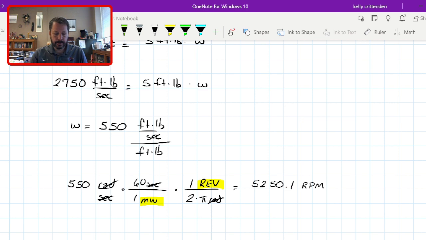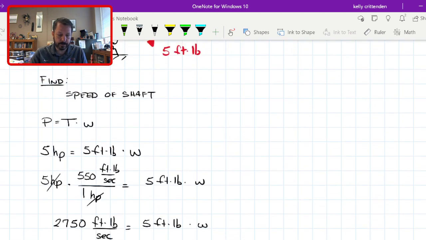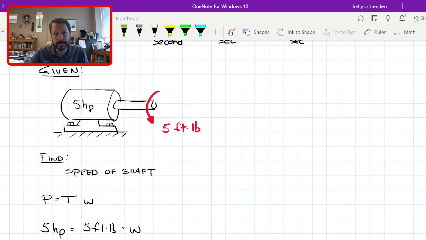But that's how you would go through and use the power transmission equation to back out the missing variable here. So you can be missing one of these. If you know the torque and the power, you can find the shaft speed. If you know the shaft speed and the torque, you can find the power. And if you know the power and the shaft speed, you can figure out the torque.